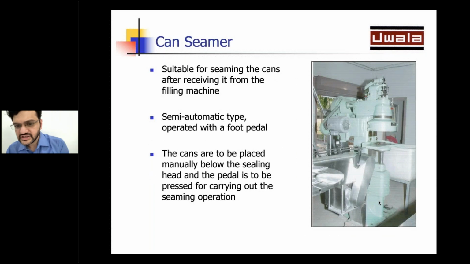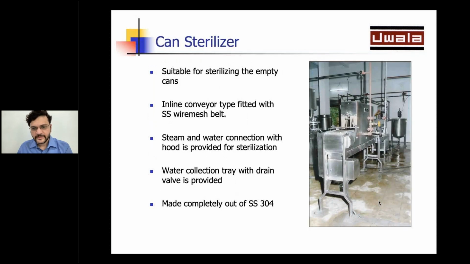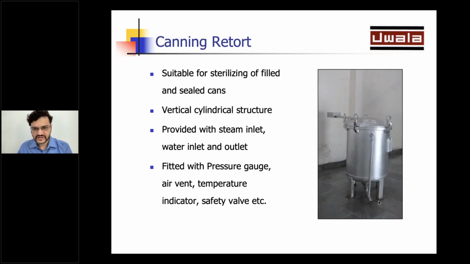Here the cans are seamed completely from the outside, so that the seal cannot be broken, and there is no chance of the product getting contaminated. The cans are sterilized before the products are filled in the can, in the can sterilizer machine. Once we have the seamed cans, we have to retort the cans. We need to keep the cans in boiling water for 20 minutes, which we can achieve with the help of the retort machine.